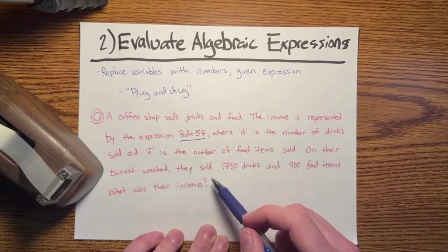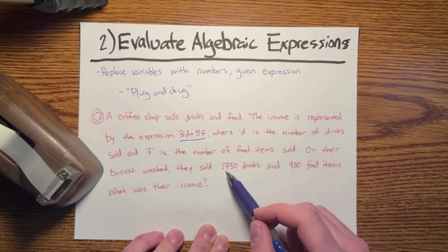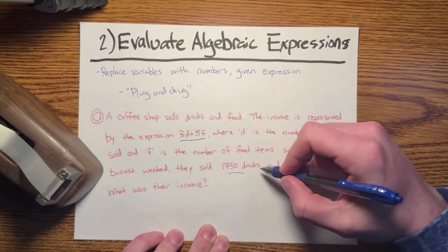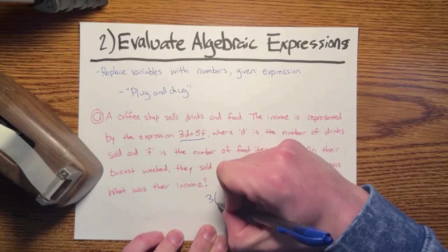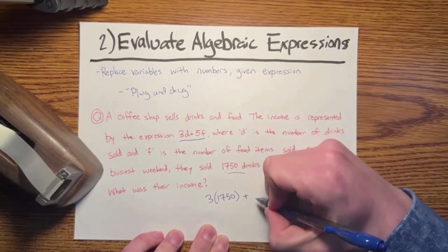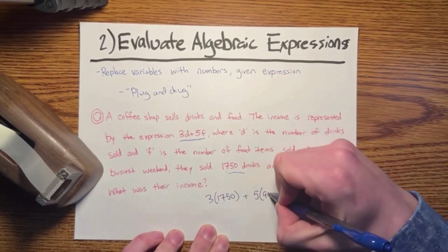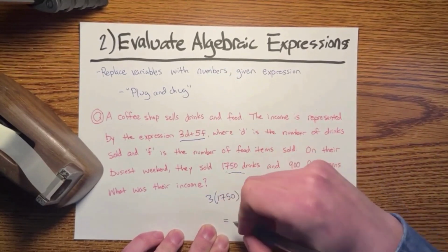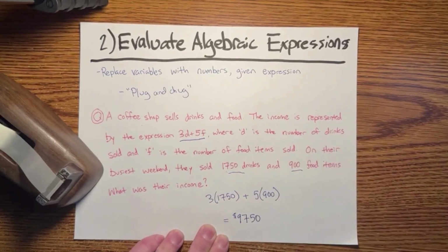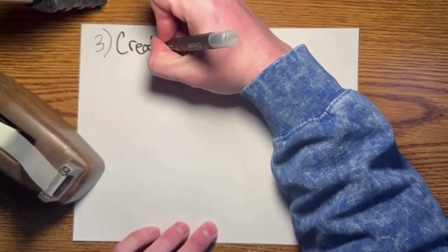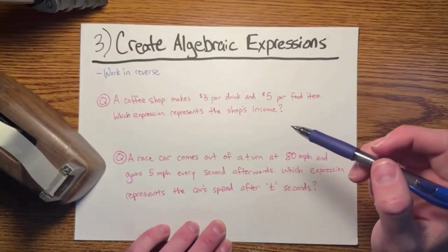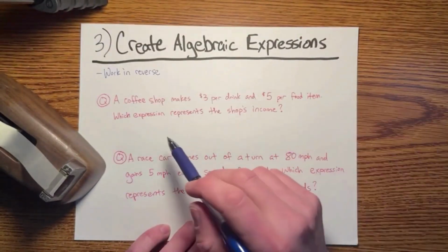On their busiest weekend, they sold 1,750 drinks and 900 food items. What was their income? So we simply will plug in the numbers. So 3 times 1750, because that's where the D is, plus 5 times 900. And plug that into our calculator and end up with an income of 9750. Number 3, create algebraic expressions. You'll basically be working in reverse for these types of problems, so let's jump into 2 examples.